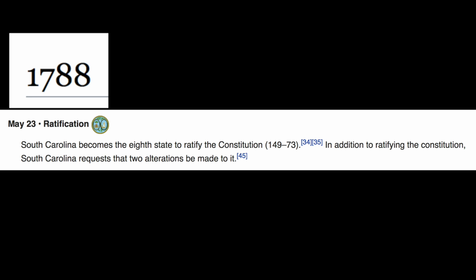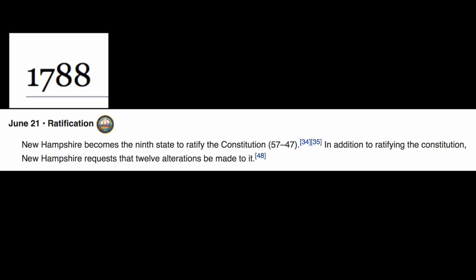New Hampshire was another close one. They became the 9th state to ratify the Constitution, 57 to 47. In addition to ratifying the Constitution, New Hampshire requested that 12 alterations be made to it. Once again, that's a pretty close margin, a margin of 10, 57 to 47. We need to ask ourselves, would they have actually ratified it if they knew that these alterations wouldn't take place, or if these alterations would take place on a substandard level?